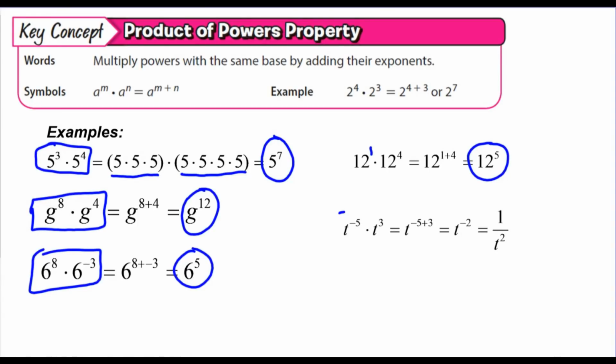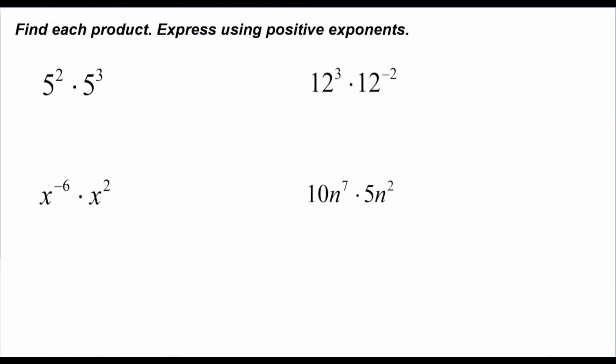And then here I have t to the negative 5th power times t to the 3rd power. So I would add those exponents together. Negative 5 plus 3 is negative 2. So I get t to the negative 2nd power, or again, remember, that's the reciprocal of its positive power, 1 over t squared. So the product of powers property says simply add the exponents together to simplify the expression. So let's find each product, and we're going to express using positive exponents. We're not going to actually evaluate the power. We're just going to simplify it to write it with a single exponent.